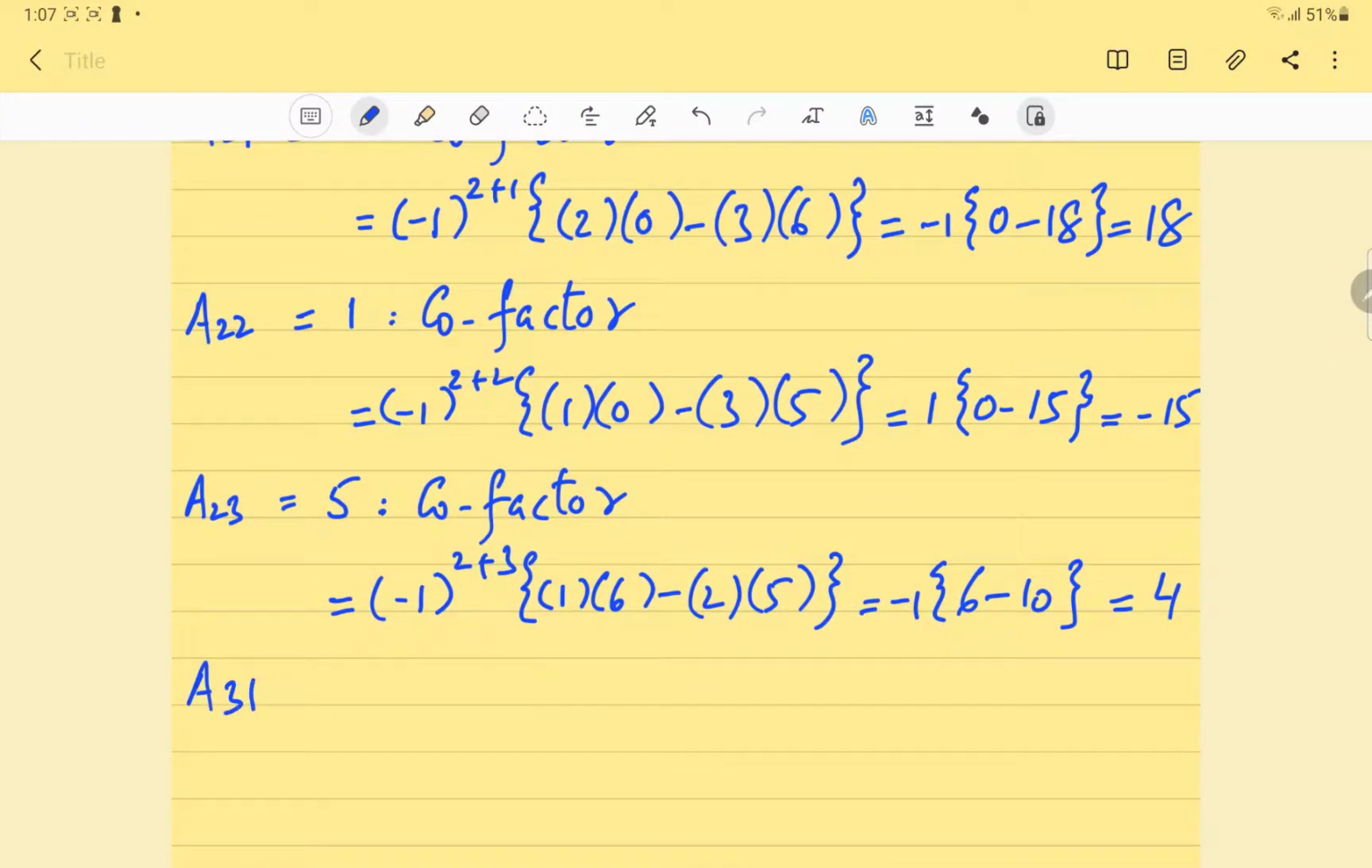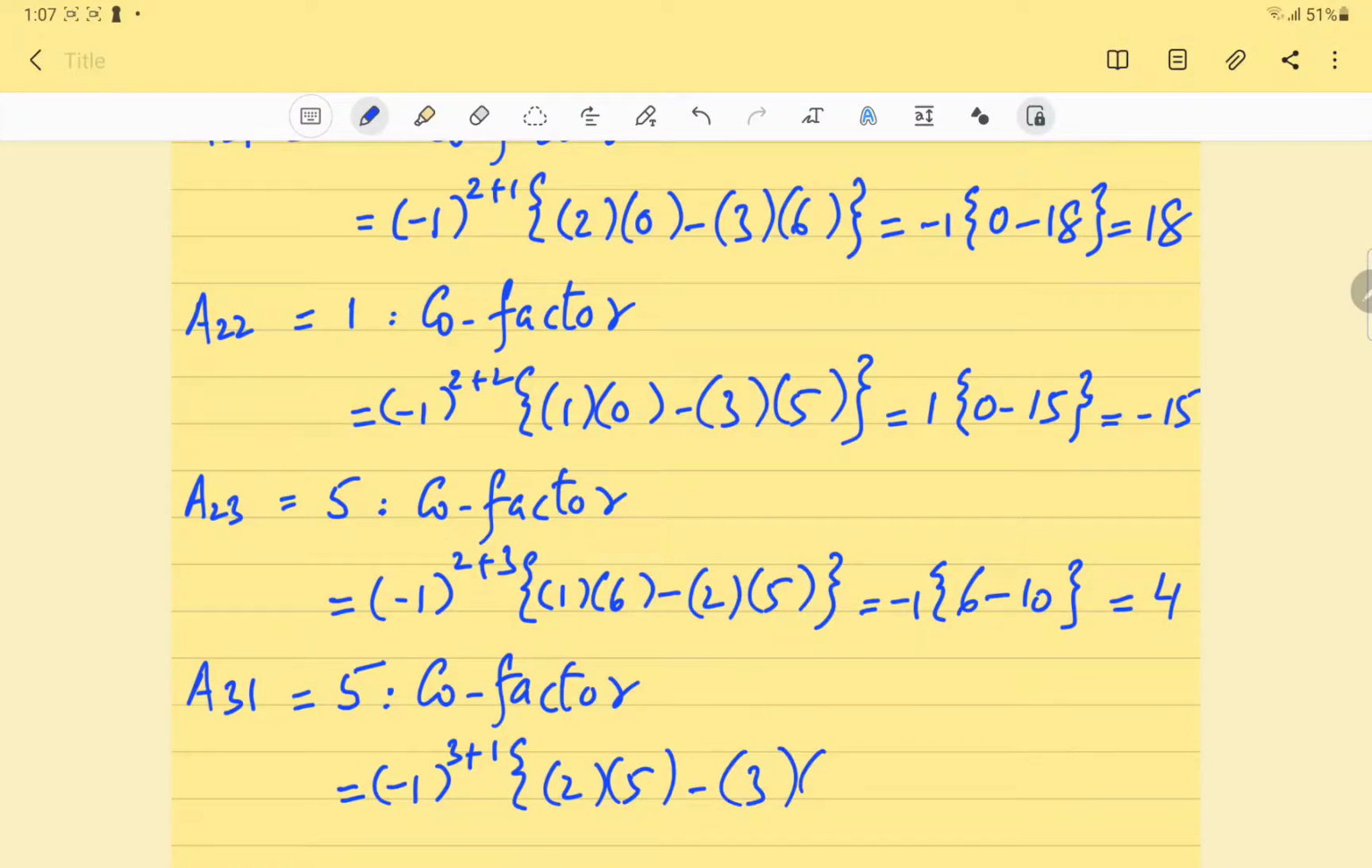Then we go to a31. What is a31? It is 5 again. So the cofactor is equal to minus 1 raised to power 3 plus 1 into 2 into 5 minus 3 into 1, is equal to minus 1 raised to power 4 is plus 1 into 2 into 5, 10 minus 3. 10 minus 3 is 7. 7 multiplied by 1 is 7.